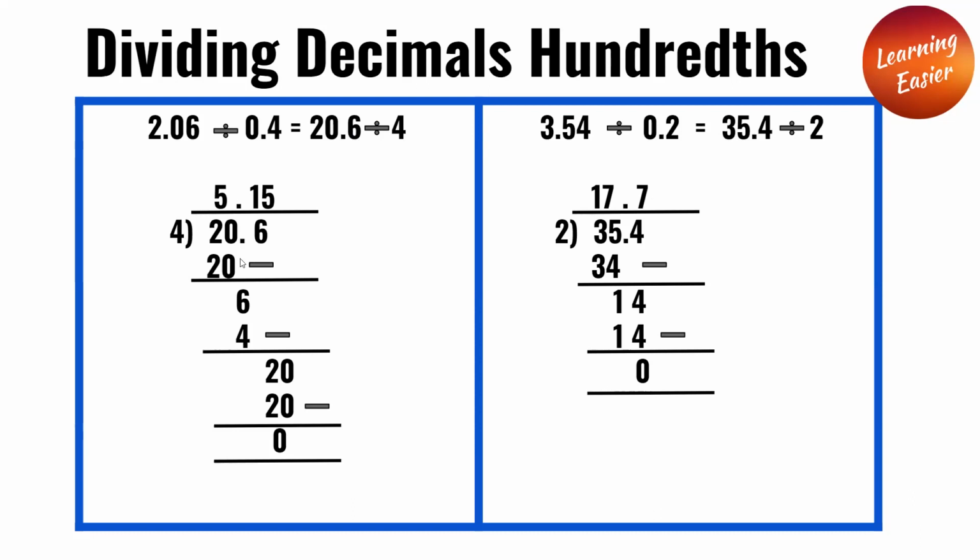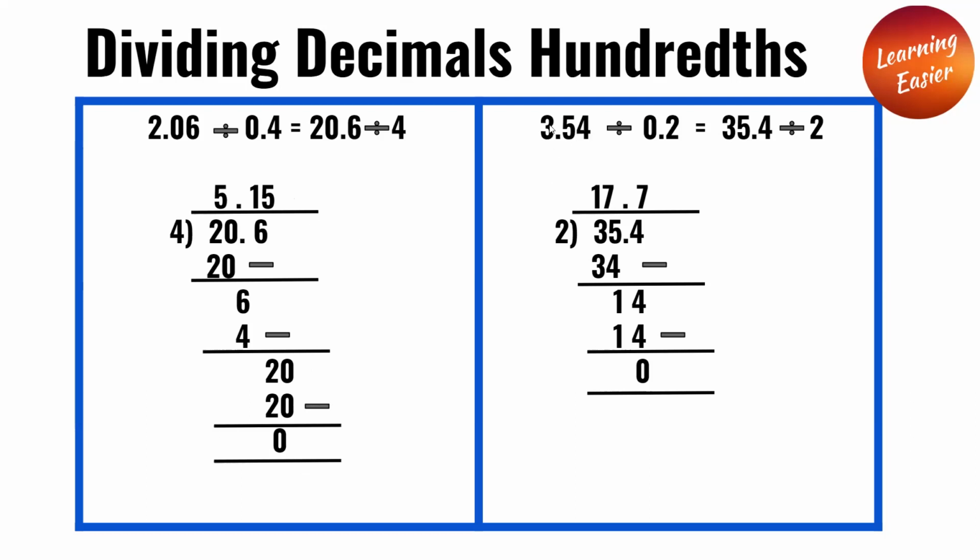So 4 times 5 is 20. 20 minus 20 is 0. So then we bring down the 6. We put a decimal point in the answer. 4 times 1 is 4. 6 minus 4 is 2. We bring down a 0. 4 times 5 is 20. So 20 minus 20 is equal to 0. So the answer for this problem is 5.15.